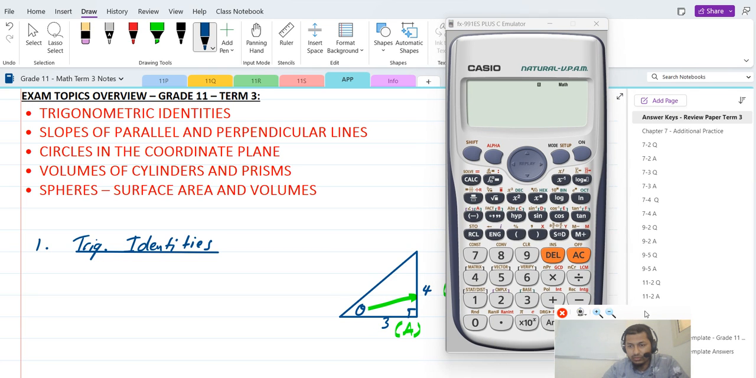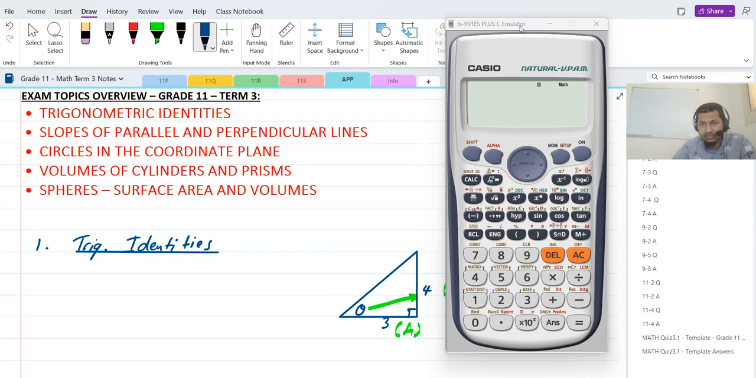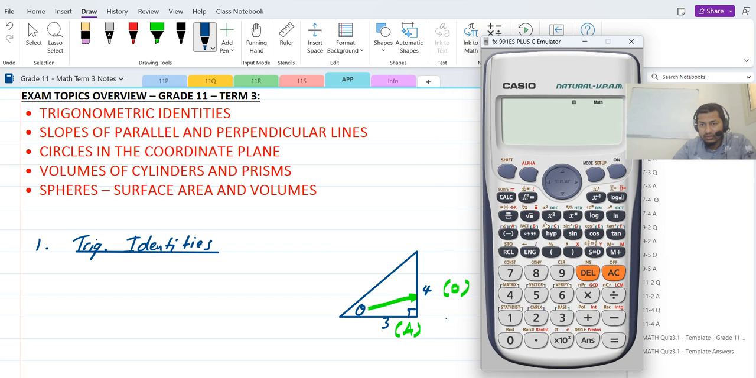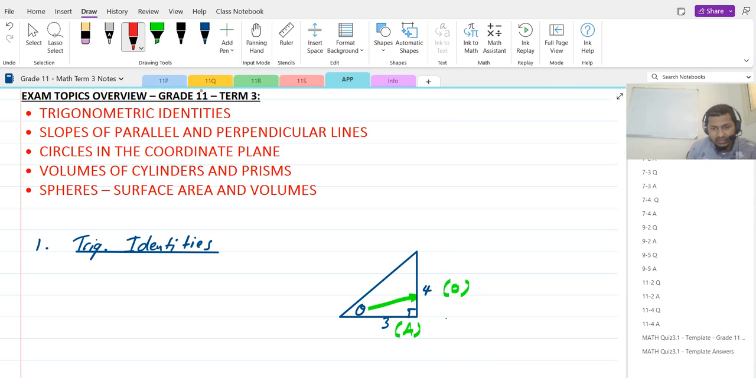So what you will be doing is basically typing the square root of 4 squared plus 3 squared. Because we are finding the longest side, we have to square and add, so what we get is 5. So by Pythagoras we're getting this to be 5, and remember the hypotenuse cannot change with reference to theta here or there.